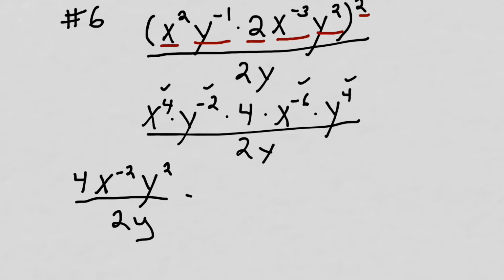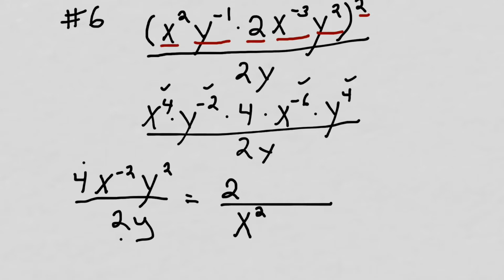Now let's clean this up a little bit. We've got 4 and we've got 2. We divide those, we get 2 in the numerator. x to the negative second, you know that you can't have a negative exponent. That means x comes to the bottom and the negative square becomes a positive square. So we're done with the numbers and we're done with the x's. We just have to deal with the y's.